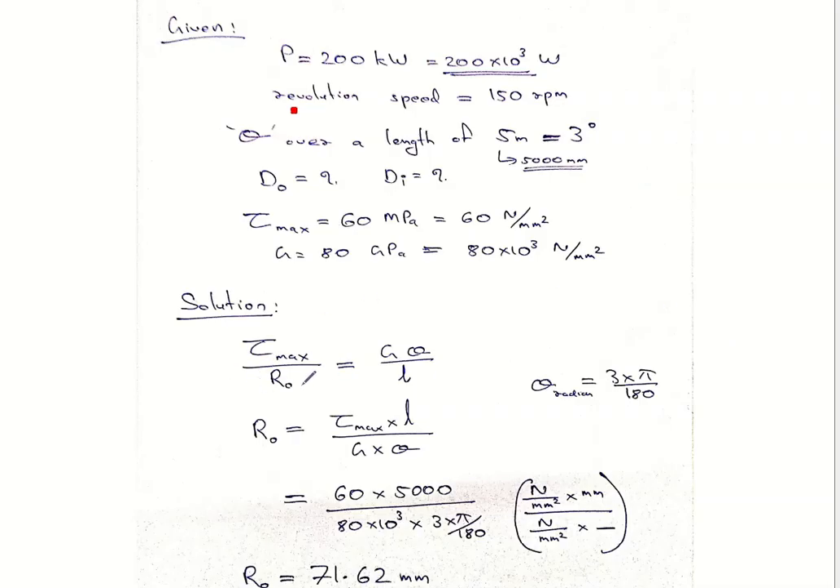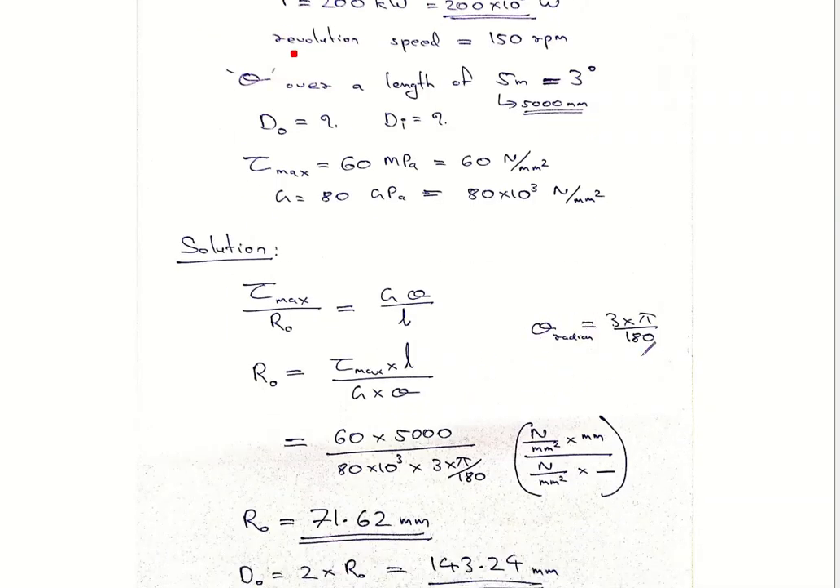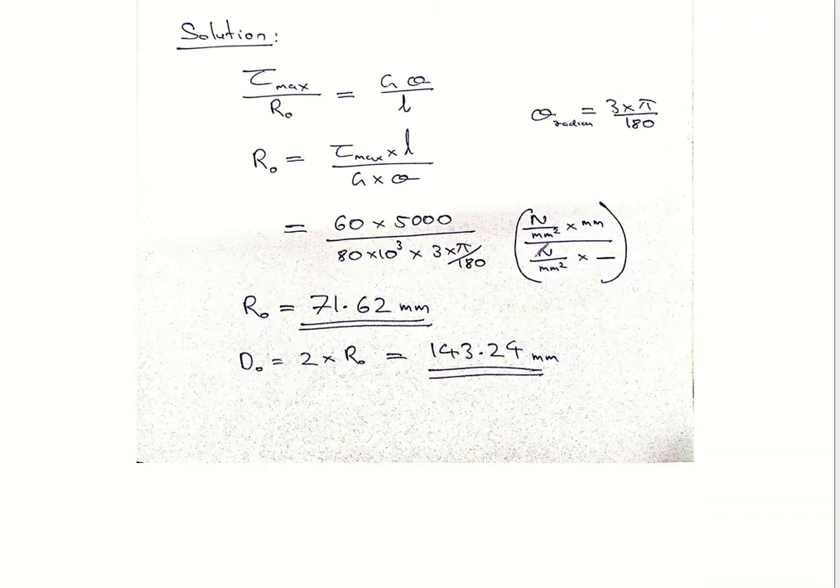So tau max by R0 equals G theta by L. This combination I am taking, and I'm converting the theta to radians by multiplying it with pi by 180. Then the direct substitution; the units were all initially put in such a way that it all gets balanced. There is no confusion with that. Then just direct substitution will get the value of R0, that is the outside radius, which multiplied by 2 will give you the outside diameter, that is 143.24 millimeters.